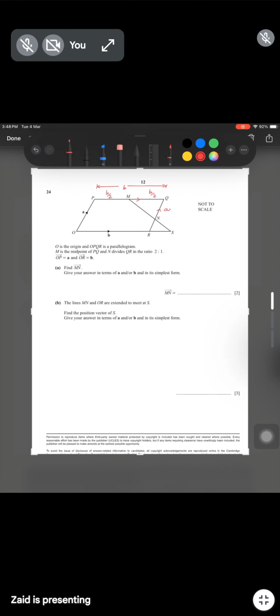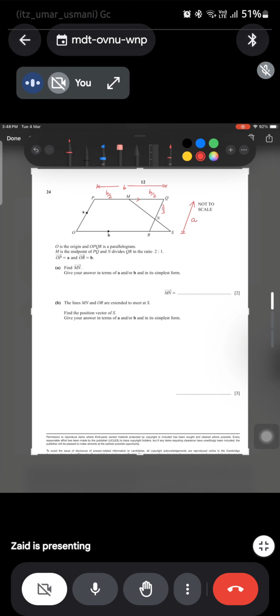The other thing they've told us is that this whole thing is a, because it's a parallelogram and the parallel sides are equal. M is the midpoint and N divides QR in the ratio 2:1. So that means the upper part is 2 upon 3. We do it like this: ratio upon the sum.